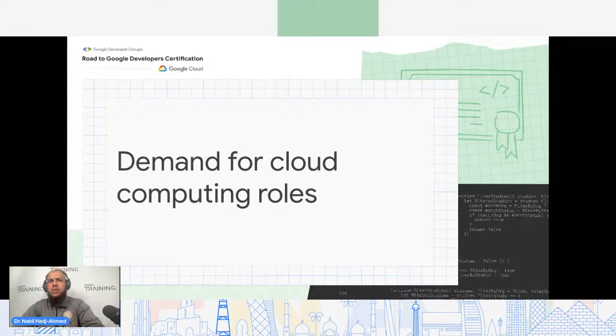But nevertheless, there is a big demand in the market for cloud computing roles, not just in Google Cloud. Obviously, there is Azure, there is AWS, but with Google Cloud being late to the market as a cloud provider, there is a gap in the market. Whatever region you are in, there's a gap, and this is why the pay packets for GCP, Google Cloud, are higher than the other cloud providers. It is because of the gap in the market for those skills.